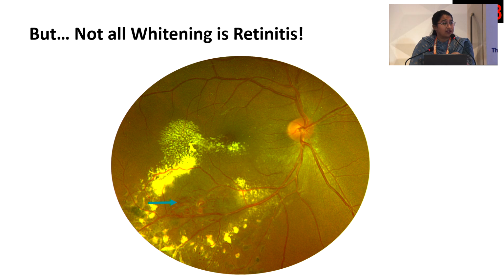Not all macular exudation can be a part of retinitis. This was a case of Coates disease. You can see the telangiectatic aneurysms at the posterior pole.